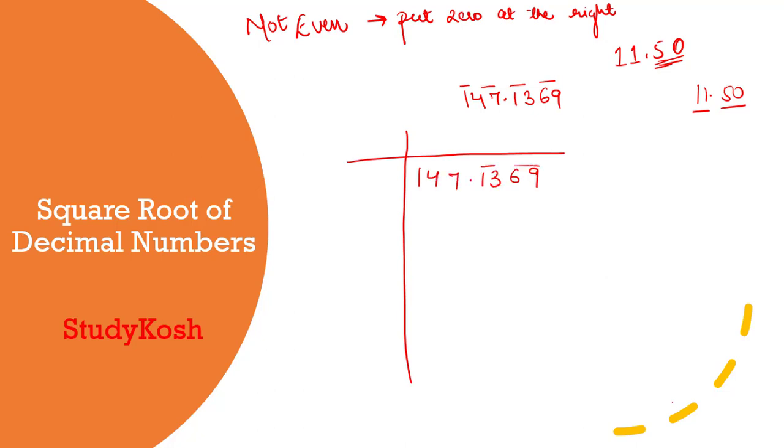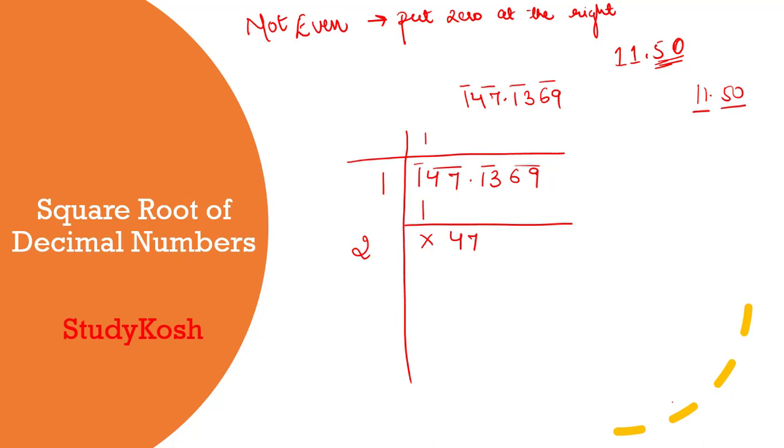So the first number is 1. As I told you earlier, you need to use a square number here. So 1 square is 1. Here we'll get 0. Then we will drop down the second pair, that is 47. The next step is to add this divisor and quotient. So we'll get 2, 1 plus 1, 2.